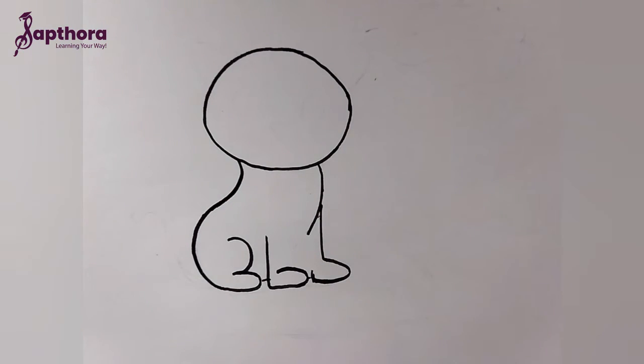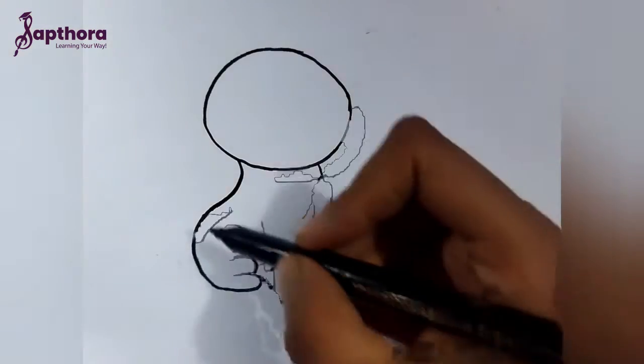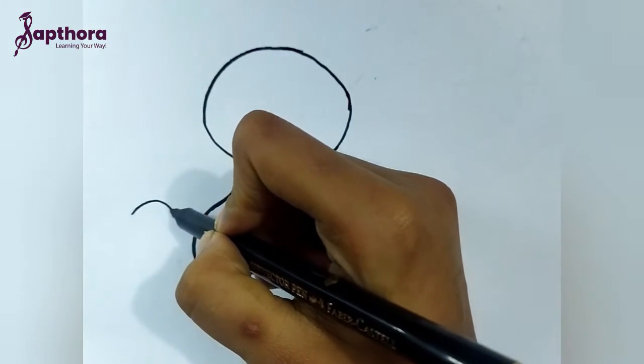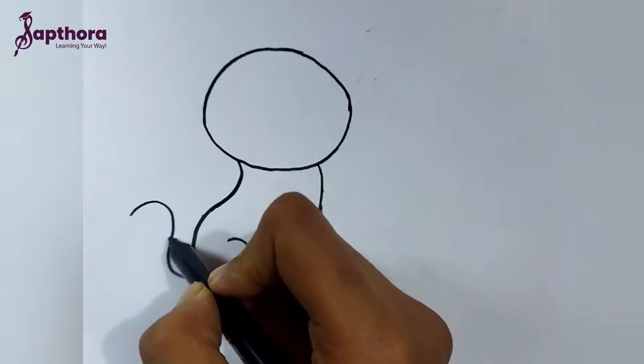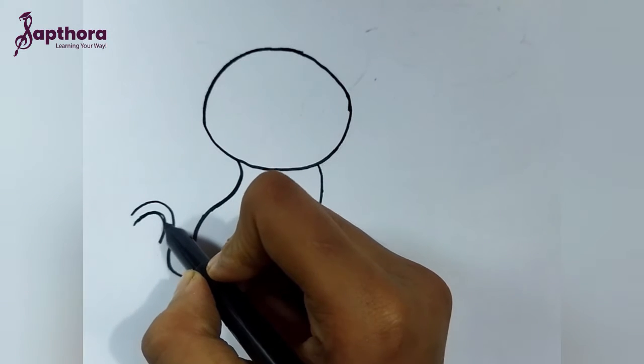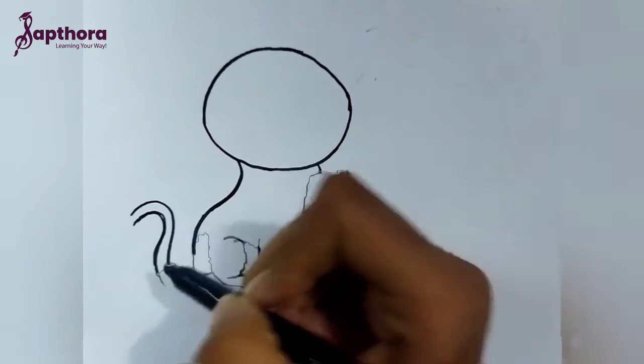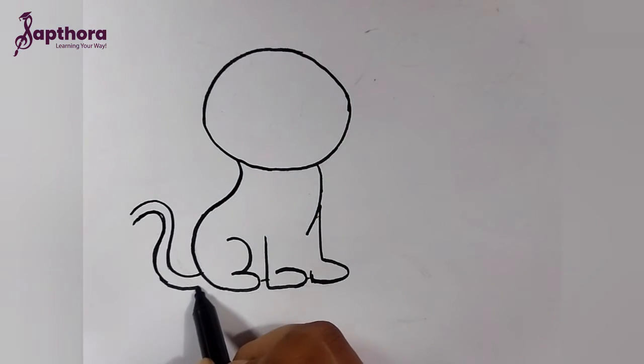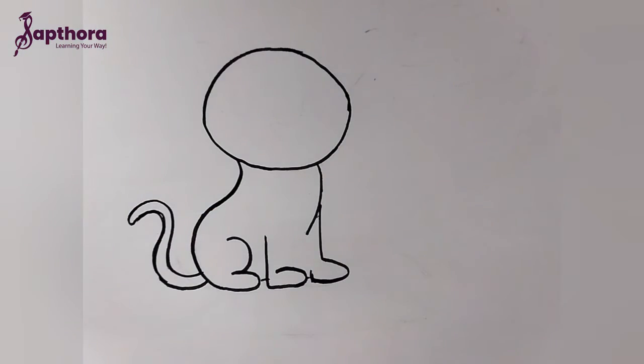So join the corner. Now for the tail we are going to use an inverted C and then continuation of a C. Then repeat the same process, an inverted C and again a C joining the end. Now we have joined the corner using a curve.